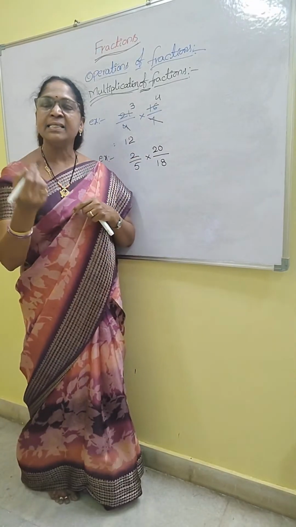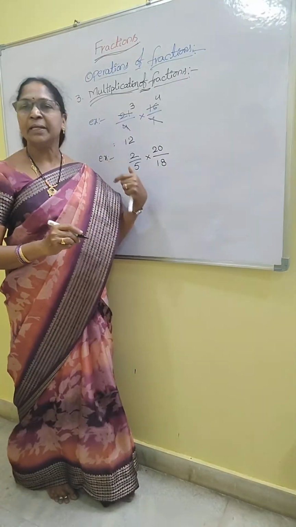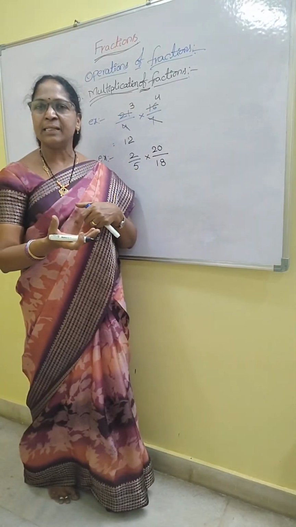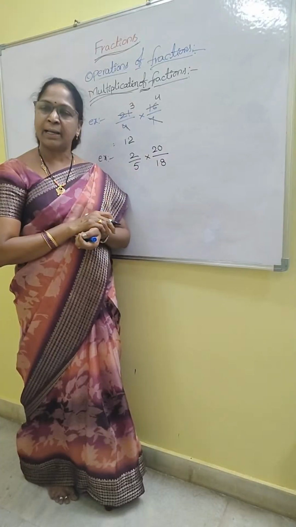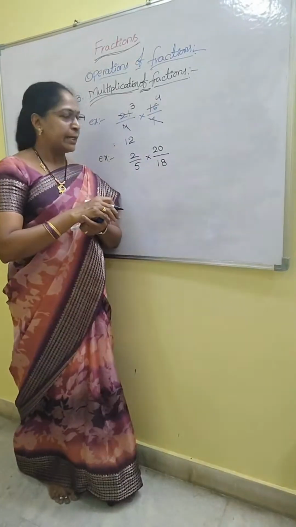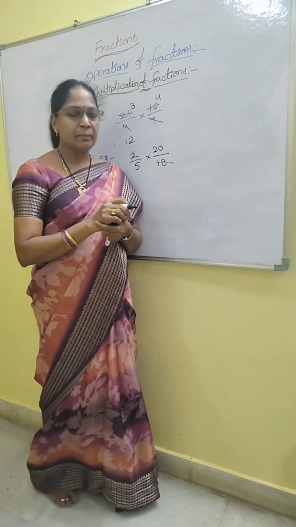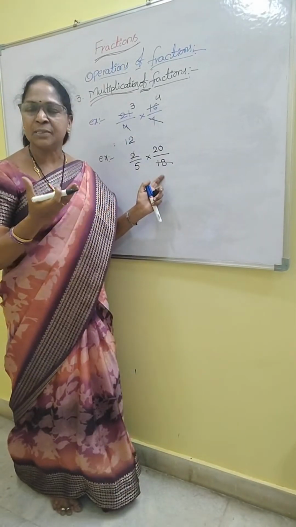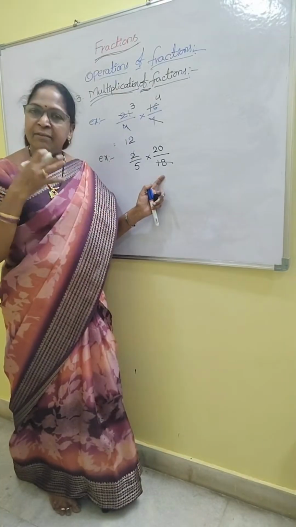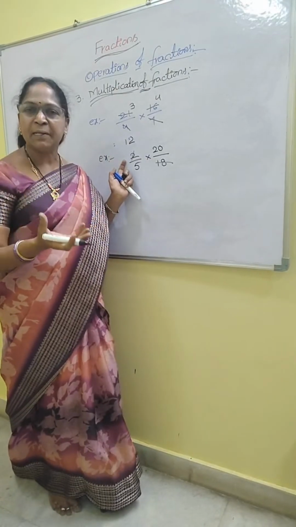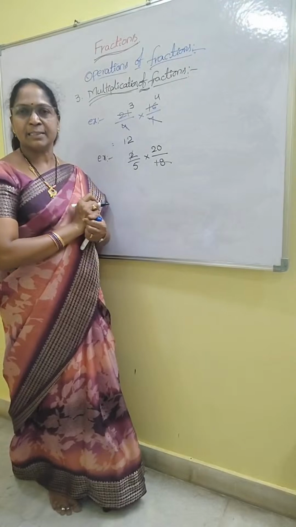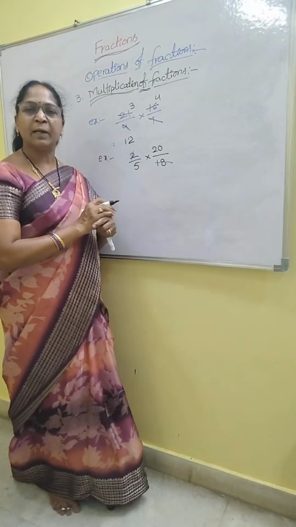Why? Because 18 is an even number, and 2 is also an even number. Whenever an even number is there, it goes in an even number only. You can check it. So 2 goes in 18 how many times? That means 2 divides 18. Goes in means division only. Division means if you know the multiplication table, then you can cancel. These two are applicable here.